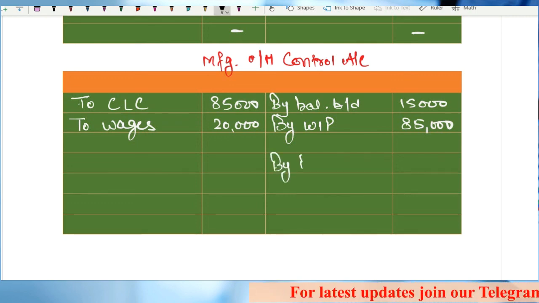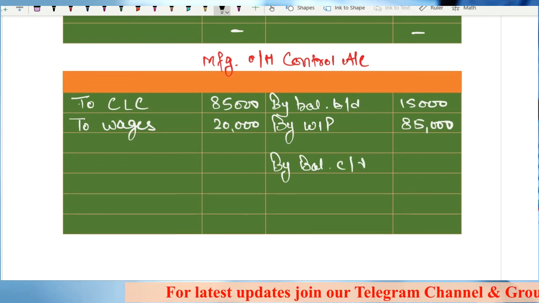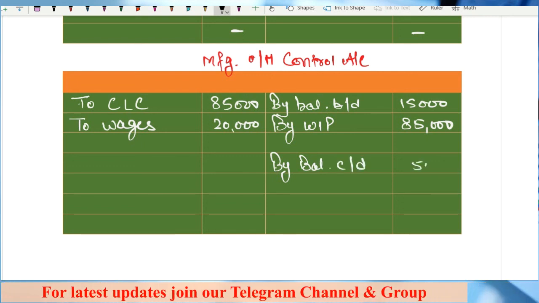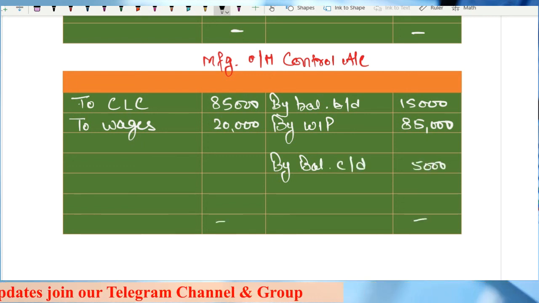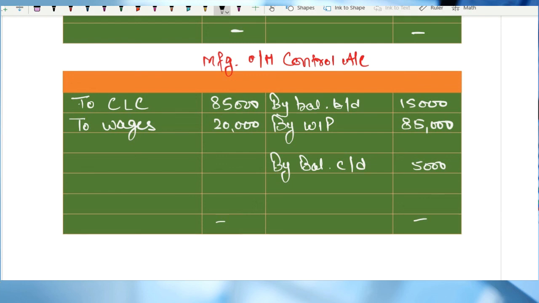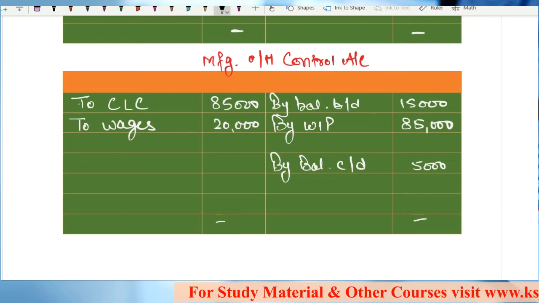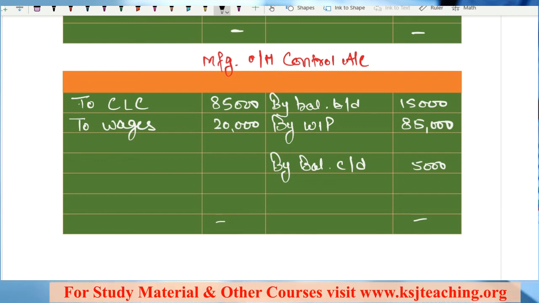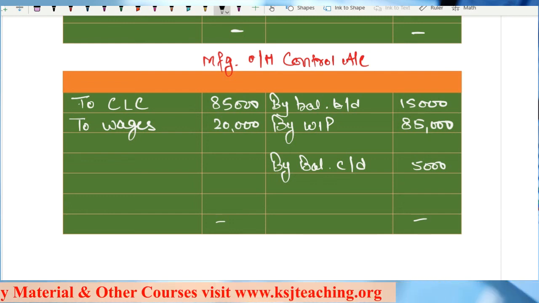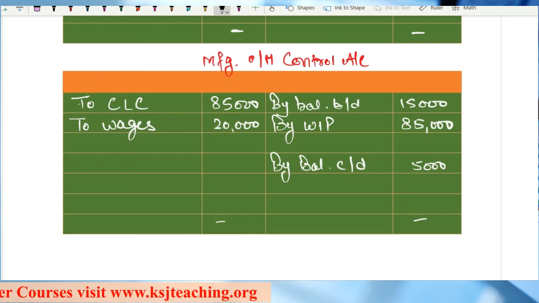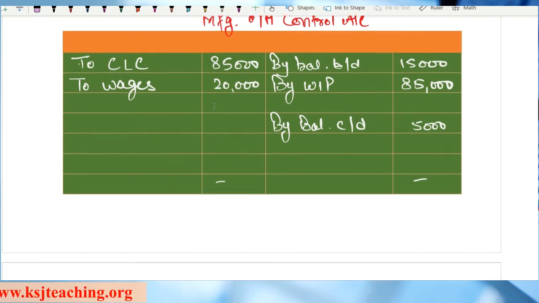and I will write by balance carried down 5,000, right? And if there is no opening balance, then you can directly take it to costing profit and loss account. But in this question, there is one more point. In this question, you are not required to prepare the costing profit and loss account, right? So it is always preferable to carry forward it.